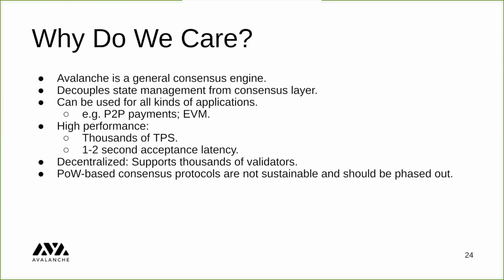Avalanche has really good performance. You can get in the thousands of transactions per second with 1 to 2 second transaction acceptance latency. And another thing that sets it apart is that it really is decentralized. It can support thousands of validators because of that subsampling trick that we used. And I'll say this again, proof of work based consensus protocols are really not sustainable and should be phased out in favor of non-planet burning consensus protocols like Avalanche.